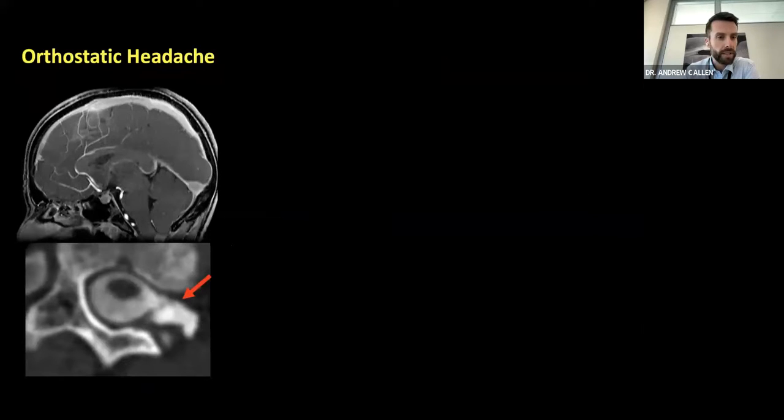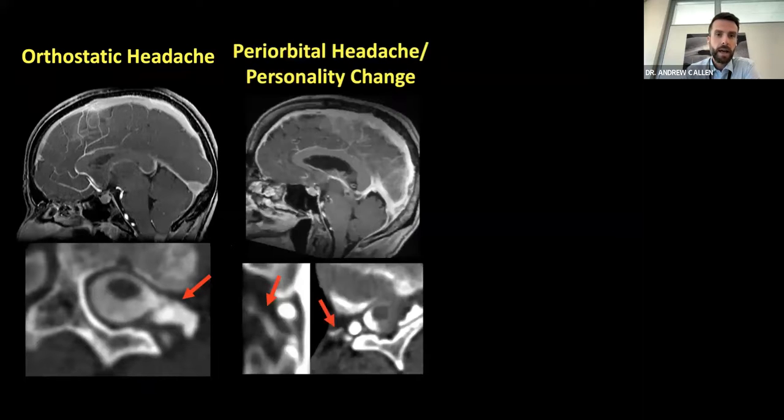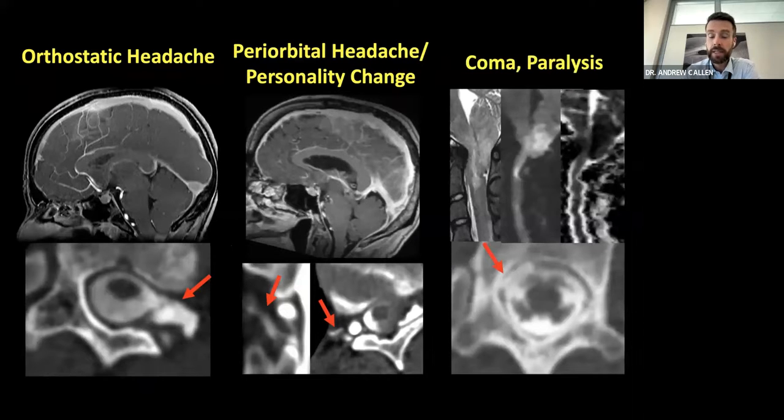Patients can present with an orthostatic headache, perhaps the most characteristic finding or clinical manifestation of this disease. And here's an example of a young boy who had a large CSF leak that we treated laterally here. But also the clinical manifestations can be much more diverse and complicated. This person didn't really have an orthostatic headache, had more of a periorbital headache and personality change associated with their CSF venous fistula. And this patient had coma and paralysis and eventually died from her CSF venous fistula.